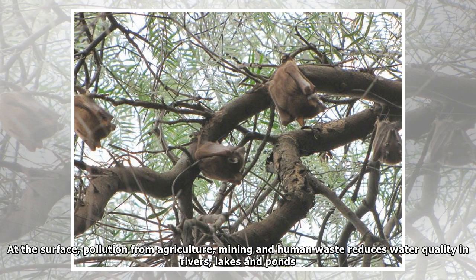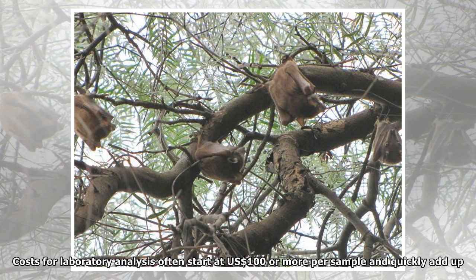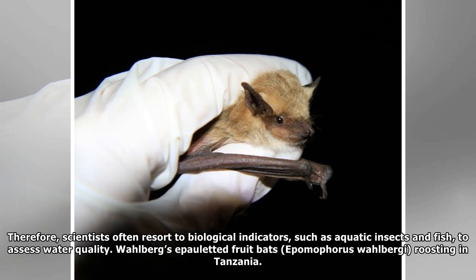At the surface, pollution from agriculture, mining and human waste reduces water quality in rivers, lakes and ponds. Government agencies in developed countries monitor and treat freshwater supplies to ensure that they meet drinking water standards designed for humans and livestock. Costs for laboratory analysis often start at $100 or more per sample and quickly add up. Therefore, scientists often resort to biological indicators, such as aquatic insects and fish, to assess water quality.